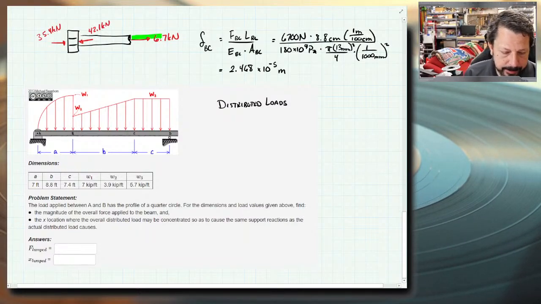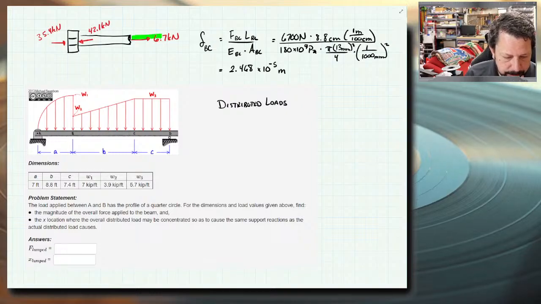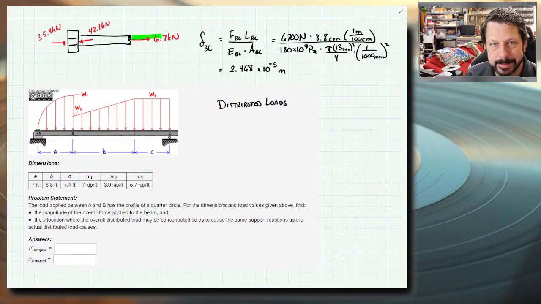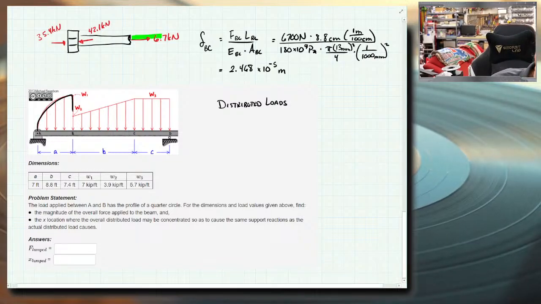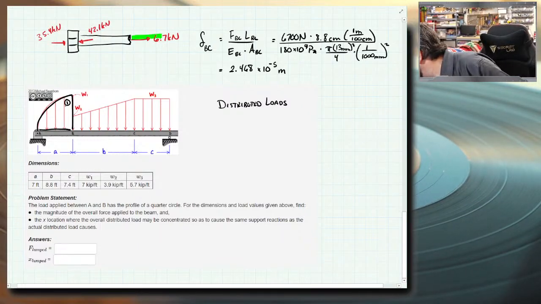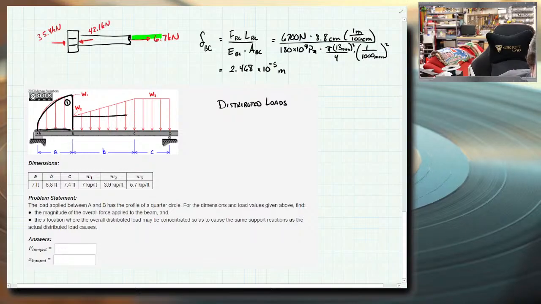And here we've got an oddball selection of shapes to represent this load, but it's an academic problem. So here's how I would deal with this one. I have a quarter circle here, so that's part one. I have a triangle here, part two, sitting on top of a rectangle, part three, and finish it up with a rectangle, part four, or maybe a square. I don't know the dimensions.